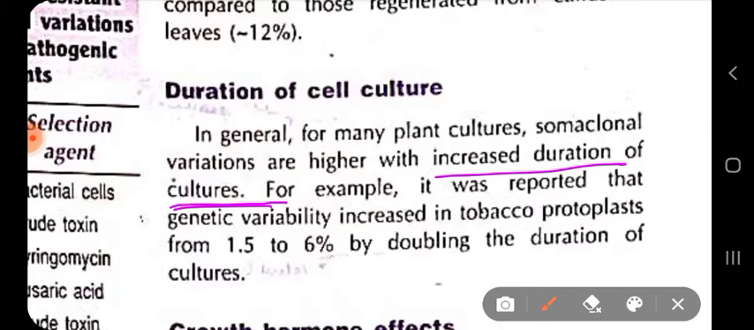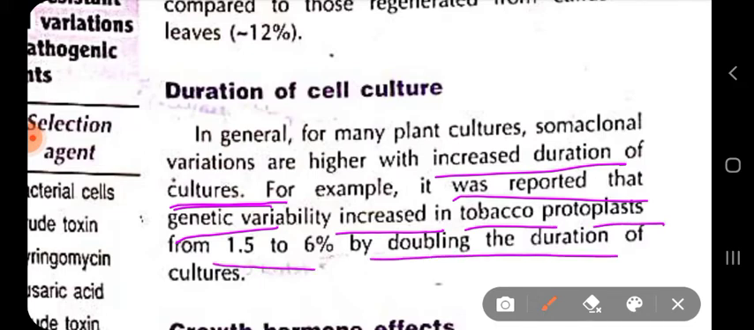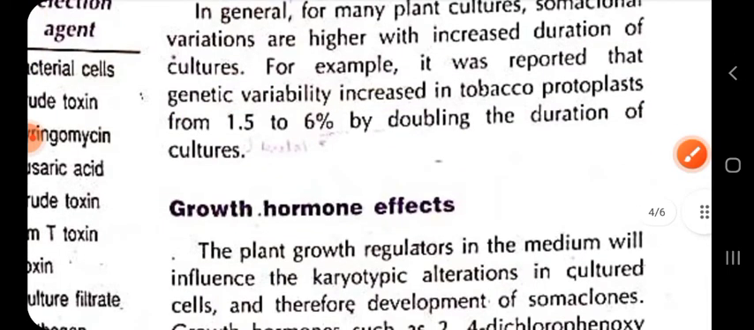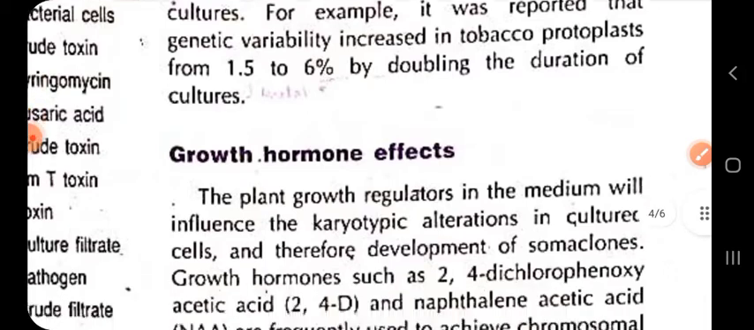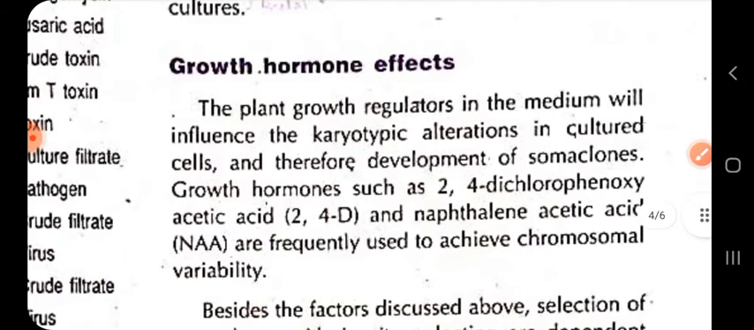For example, it was reported that genetic variability increased in tobacco protoplast from 1.5 to 6% by doubling the duration of the culture. So if you extend your culture for a long period of time, it can also lead to variation. Now that variation is without in vitro selection. It may have desirable effects or it may not.